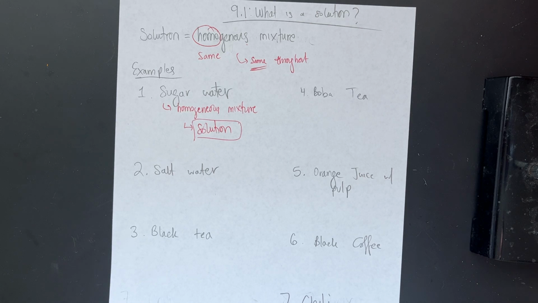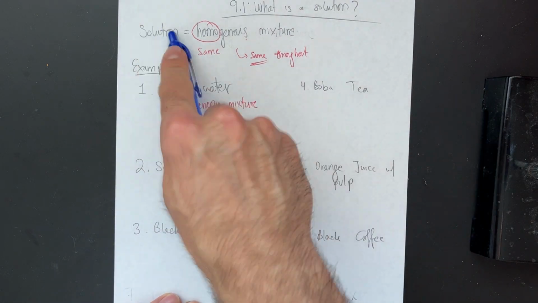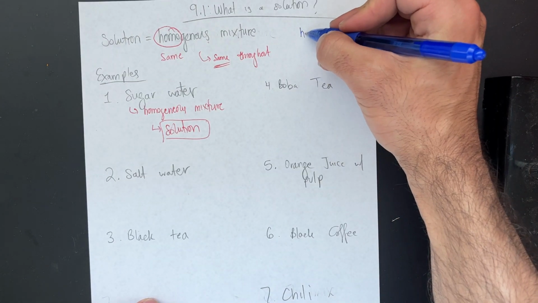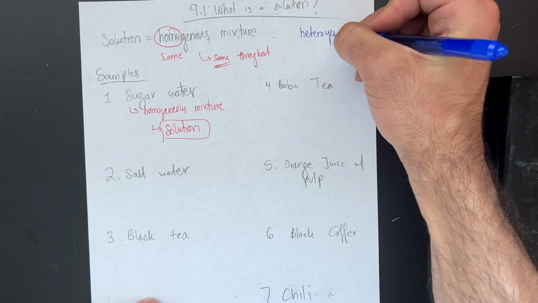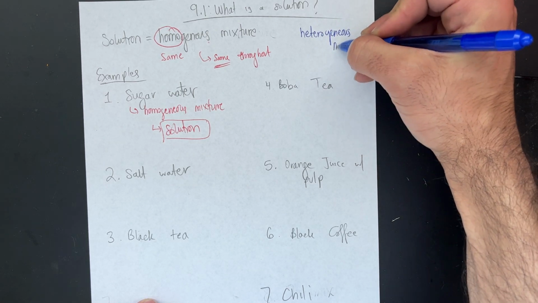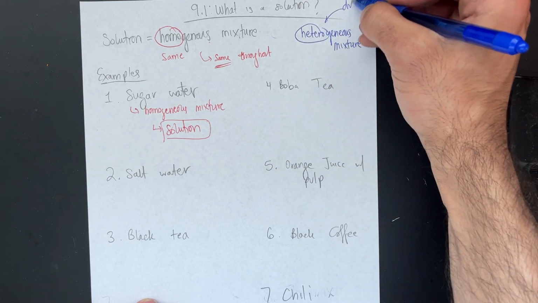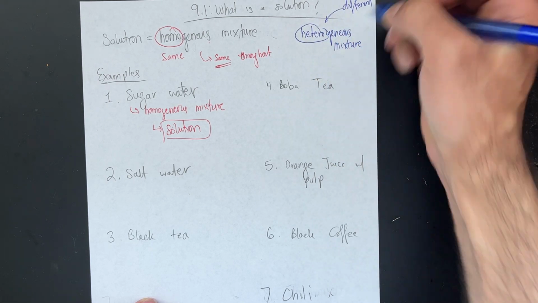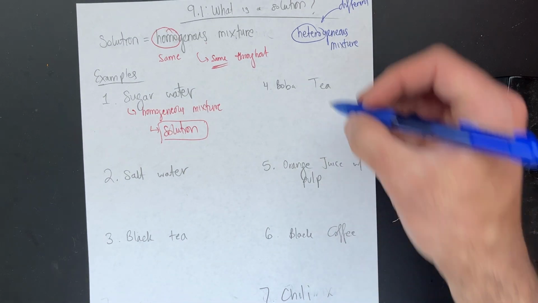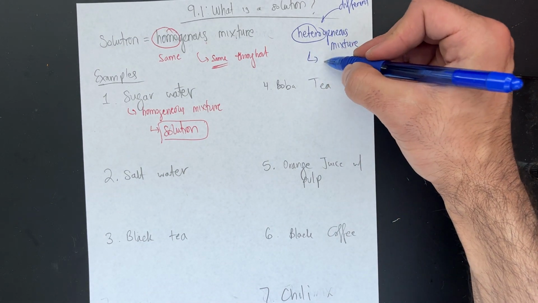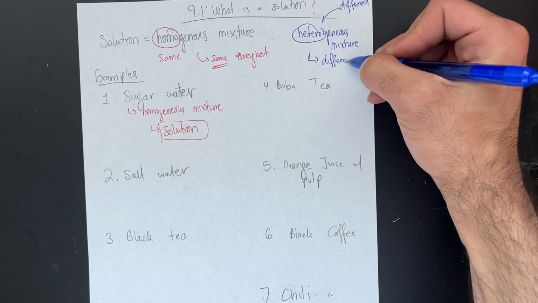Okay. This is opposed to, if something is not a solution, it's not a homogeneous mixture, it's going to be a heterogeneous mixture. Hetero meaning different. And what that means, therefore, is that a heterogeneous mixture is a mixture that has different parts.